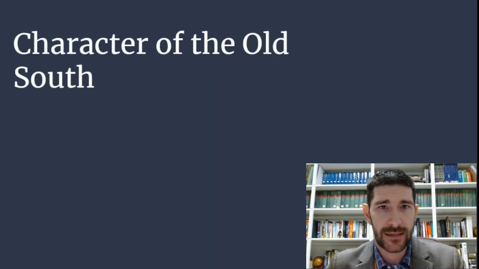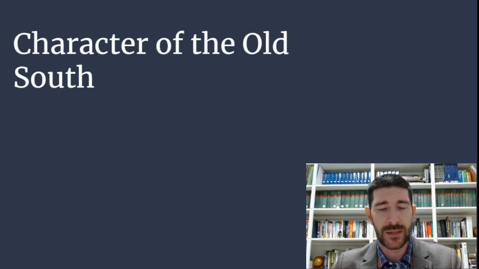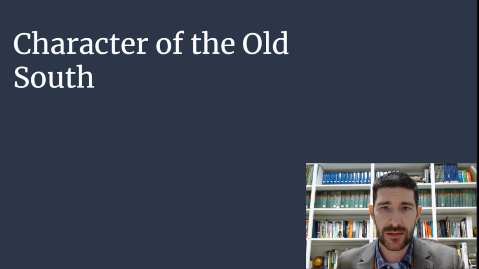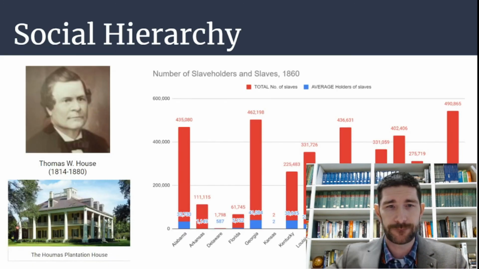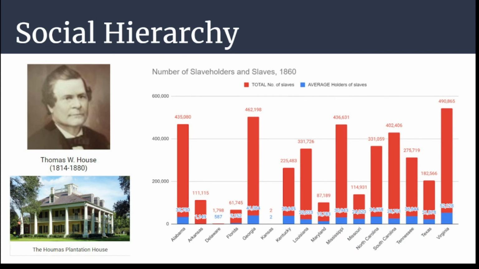So let's take a look at the character of the Old South. What are these people like? What are they interested in? So let's take a look at the social hierarchy. All right. So the social structure of the antebellum South organized various people of the South into a hierarchy.